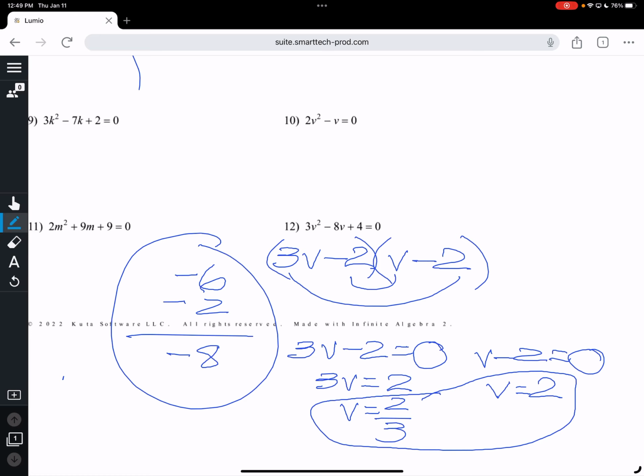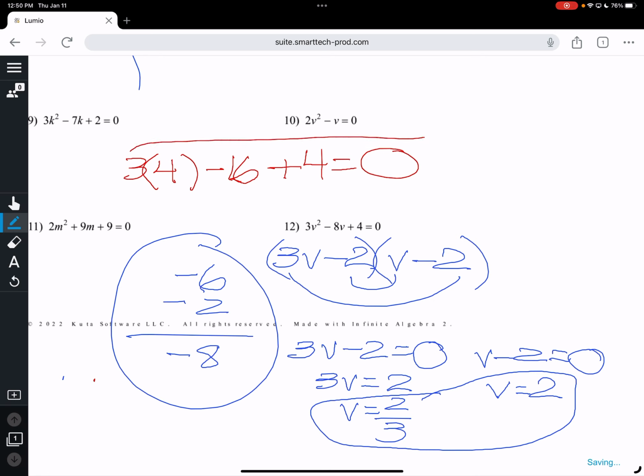What we did at the top equals negative 8. That means we did it right. I'm confused. I just told you how to do it. We've been doing that for the last 20 minutes. While we're doing 3v minus 2 equals 0, you see up there where it says zero in the question?